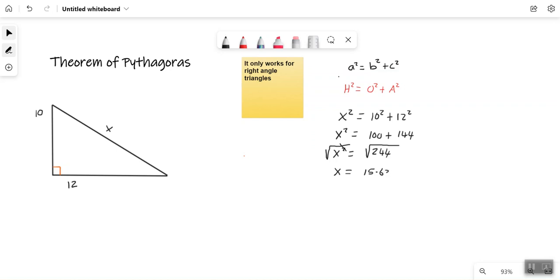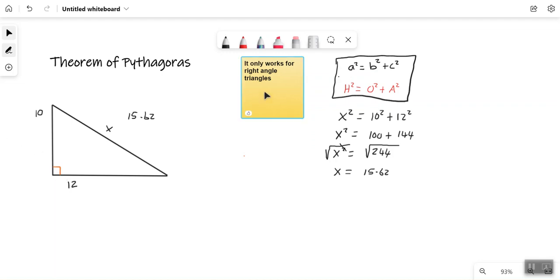15.62. So what that tells us is that if we have a right angle triangle, and this length is 10 and this length is 12, then the longest side, or the hypotenuse, is going to be equal to 15.62. And we've used these guys here. Okay, so we've used Pythagoras' theorem in order to solve this.